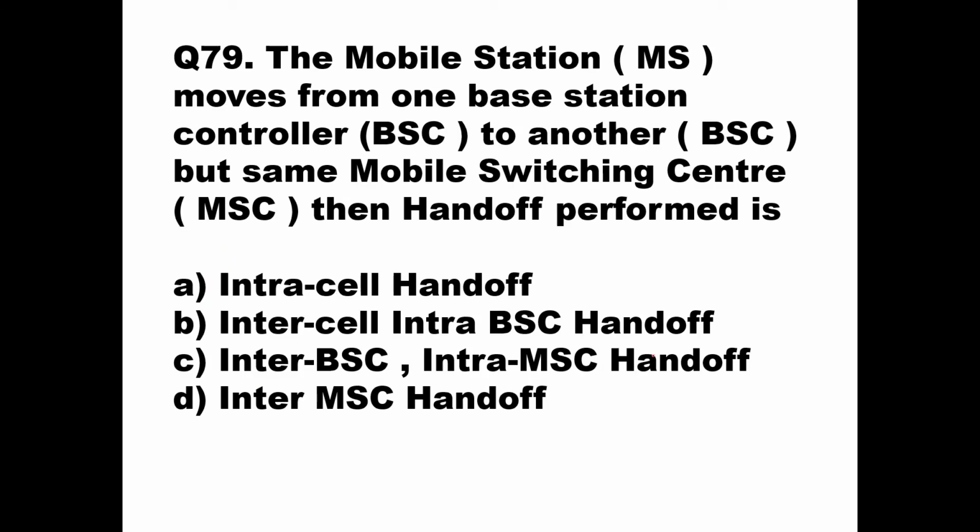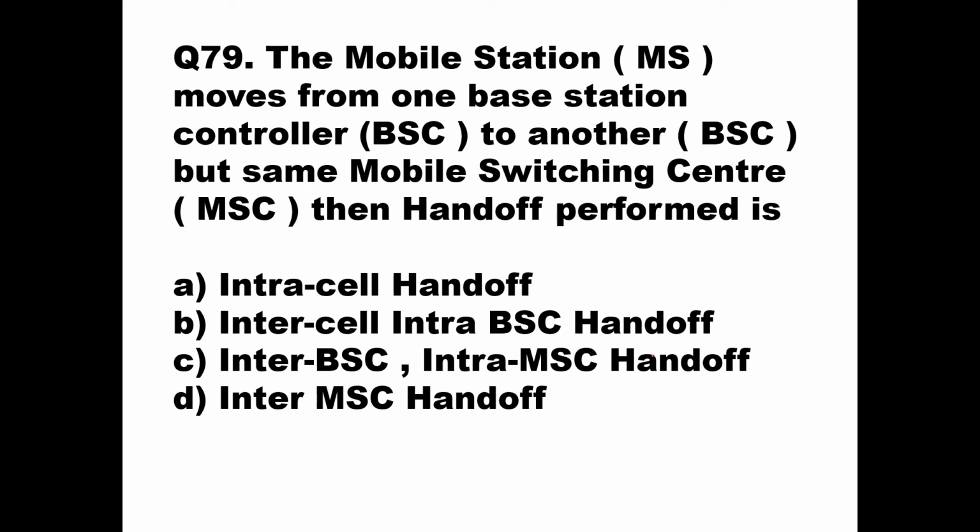The mobile station, that is MS, that is the mobile phone, okay, moves from one base station, one cell, to another base station, okay, but same mobile switching center. Then handoff performance is what? Option A is intra-cell handoff. Option B is inter-cell intra-BSC handoff. Option C is inter-BSC because we are having two or more BSCs, intra-MSC, which is handled by one MSC. That is the right answer. I think C will be the right answer. And D is inter-MSC handoff. This is not the answer. So C will be the right answer.